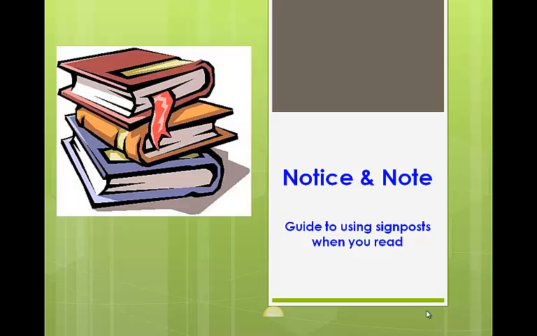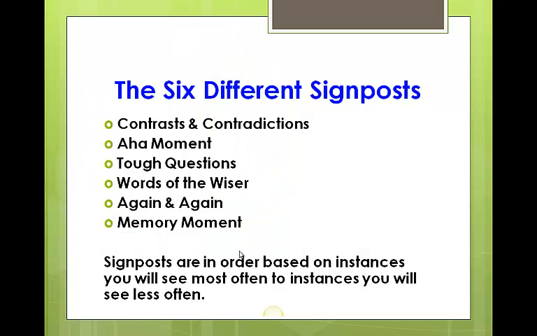So in class we've been talking about notice and note, and this is a great way to use a technique to improve your analysis of fiction, but also nonfiction as well. There are 6 different ways that we could use signposts to remind us to stop and look for these things in order to create and improve analysis.